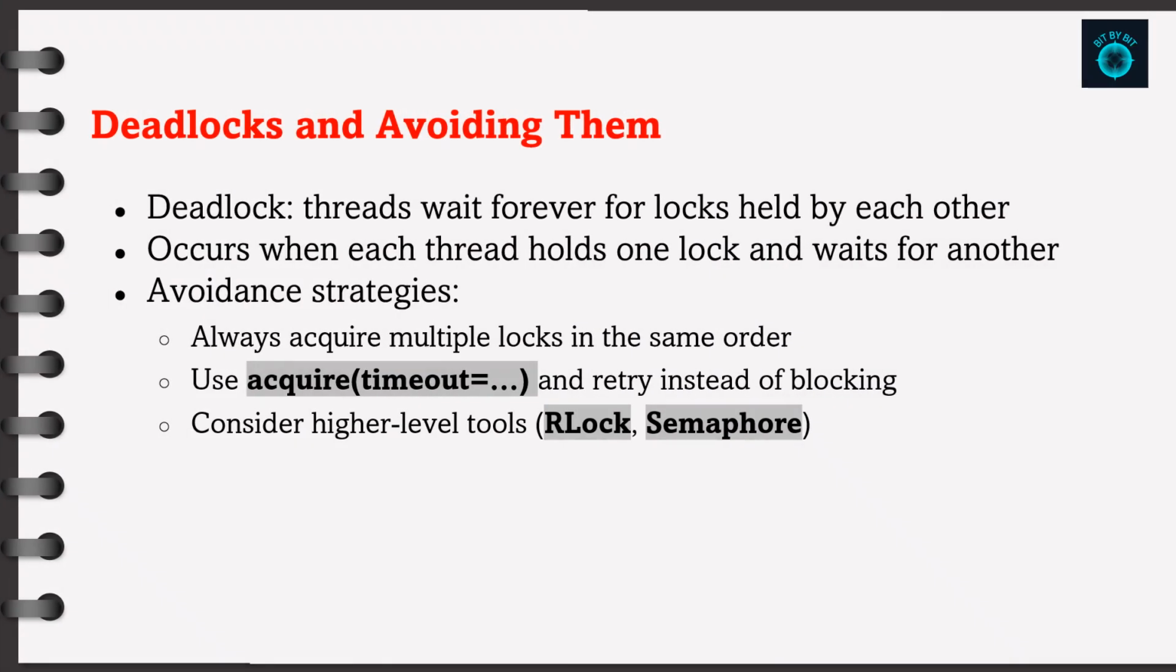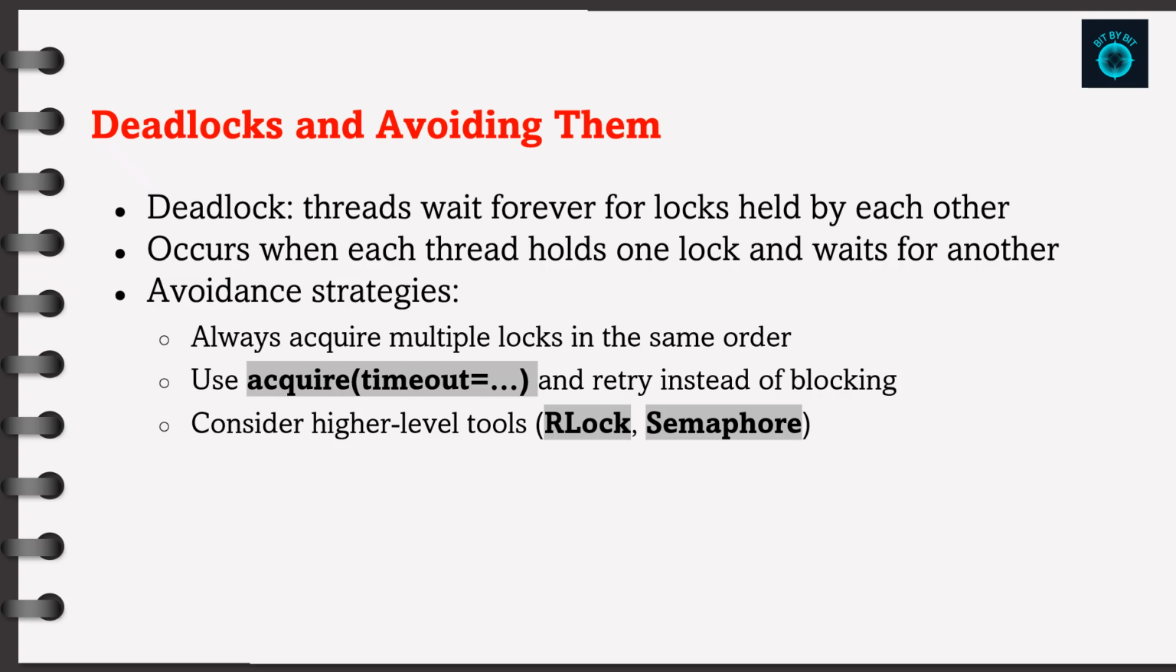Deadlocks and avoiding them. A deadlock happens when 2 or more threads each hold a lock and wait indefinitely for the other lock. In that situation, none of the threads can proceed, and your program hangs. To prevent deadlocks, follow a few rules. First, if you ever need more than one lock, always acquire them in the same order in every thread. That way, threads won't end up waiting on each other in a cycle.